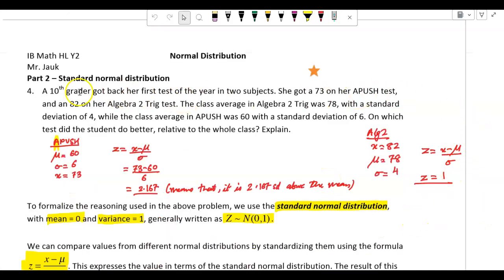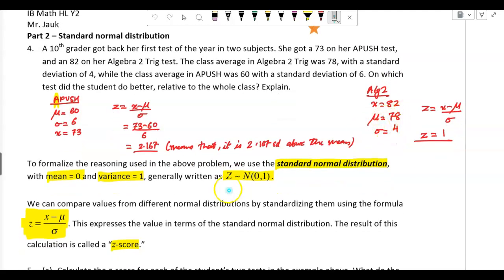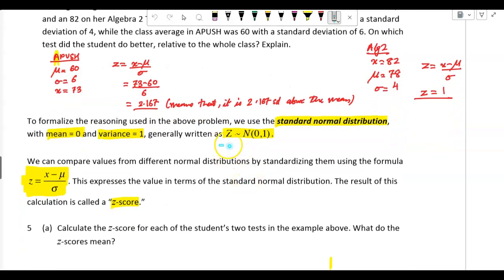Now, standard normal distribution is a special normal distribution which is denoted by Z. Its mean is 0 and variance is 1. So all your normal distributions can be reduced to a standard normal distribution. It's like scaling it down. You scale it down in such a way that the mean becomes 0 and variance becomes 1.